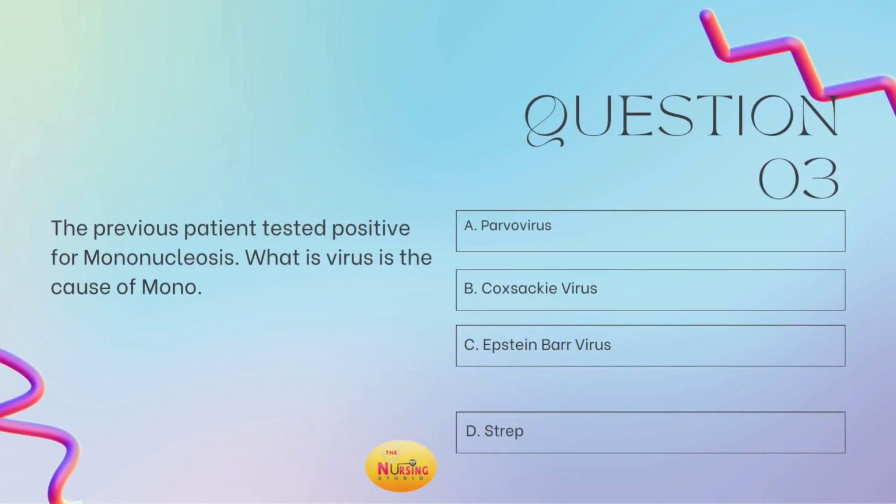All right. Now, question number 3, last one for today. The previous patient tested positive for mononucleosis. What is the virus that is the cause of mono? Is it A, the parvovirus, B, the Coxsackie virus, C, the Epstein-Barr virus, or D, strep? Take a moment and tell me what you got, you guys.